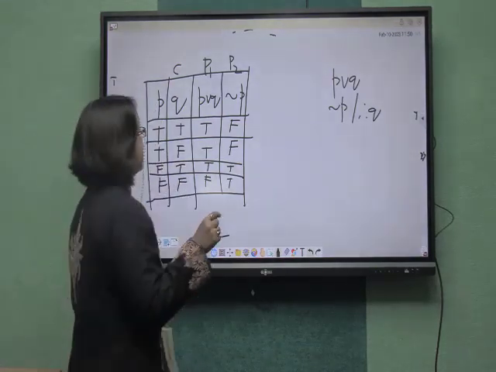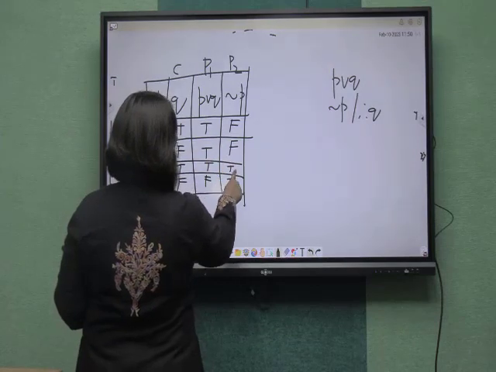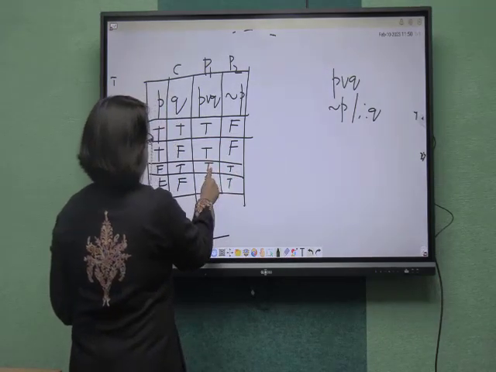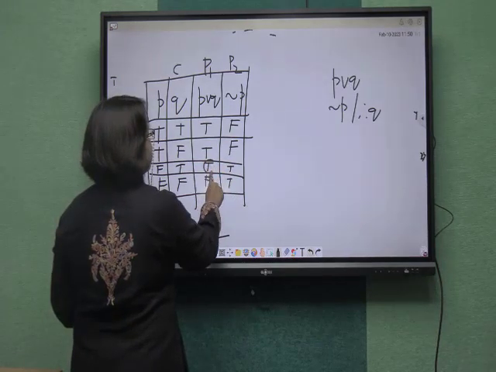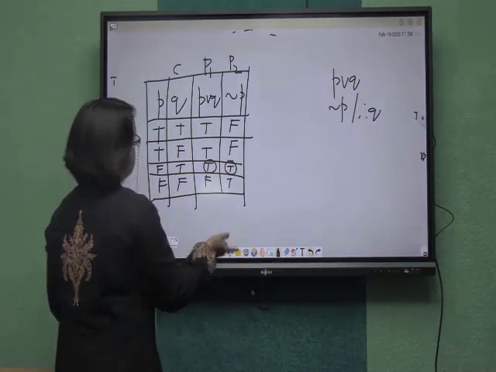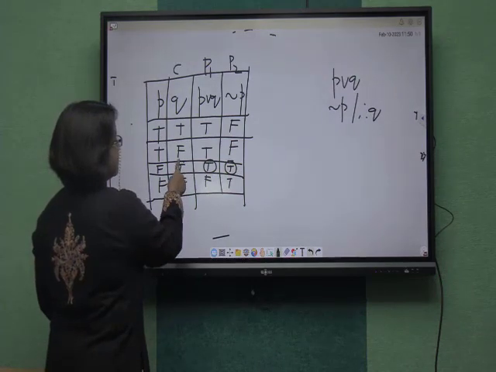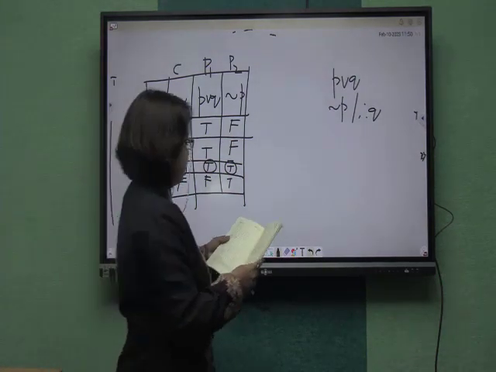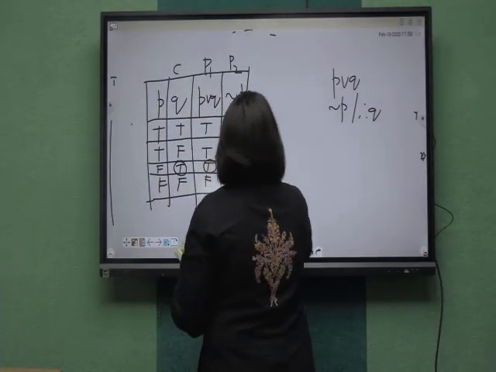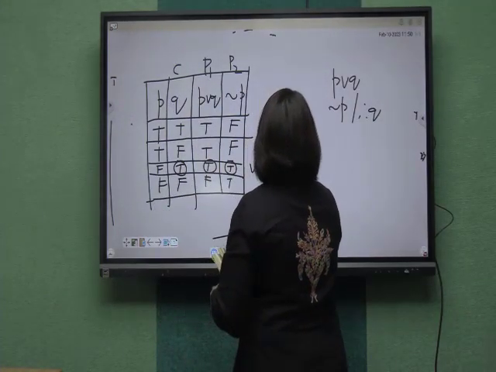So now let's check here. Is there any instance? Yes, in the third row, we find that both the premises are true at one and the same time, like this. And what about the conclusion? This is also true. So in that case, this is a valid argument form.